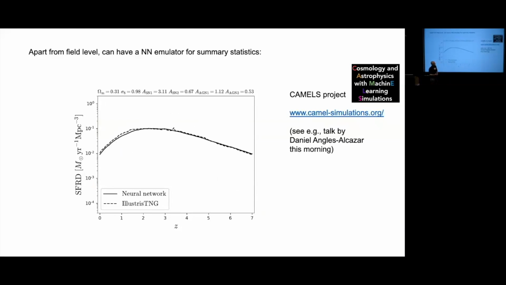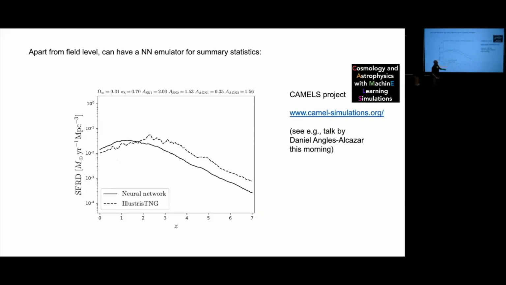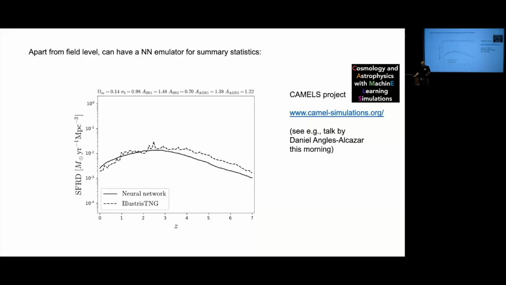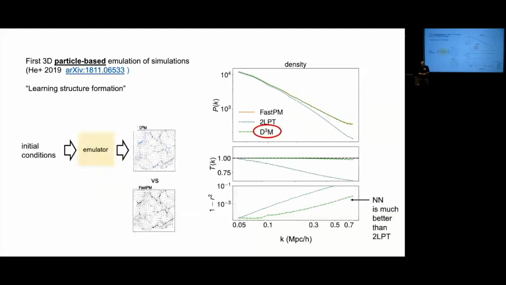It's this giant data set of training data applied to many different problems, including, for example, the star formation rate density as a function of redshift. The neural network has learned from this large set of training data, marginalizing over parameters, and then gives you a star formation rate compared to the truth, which in this case was the illustrious TNG simulation.